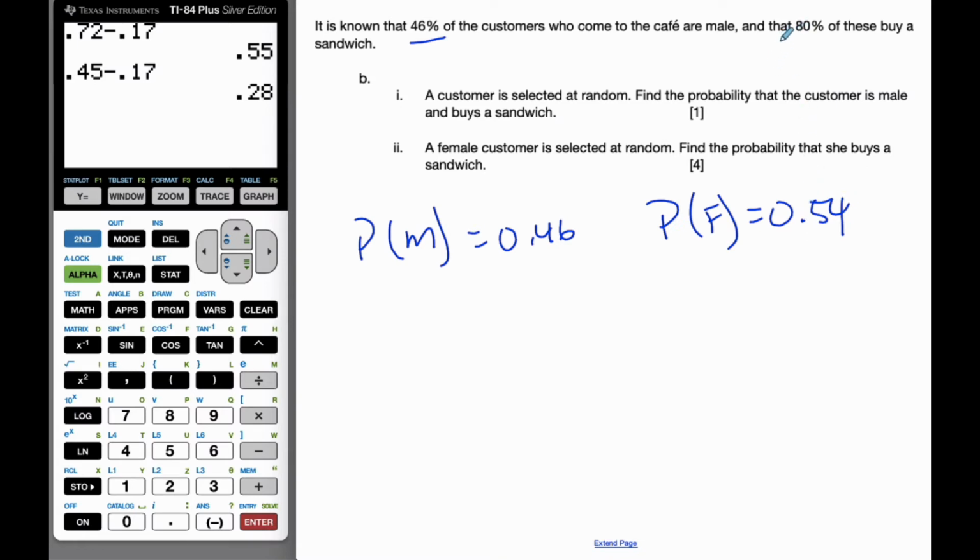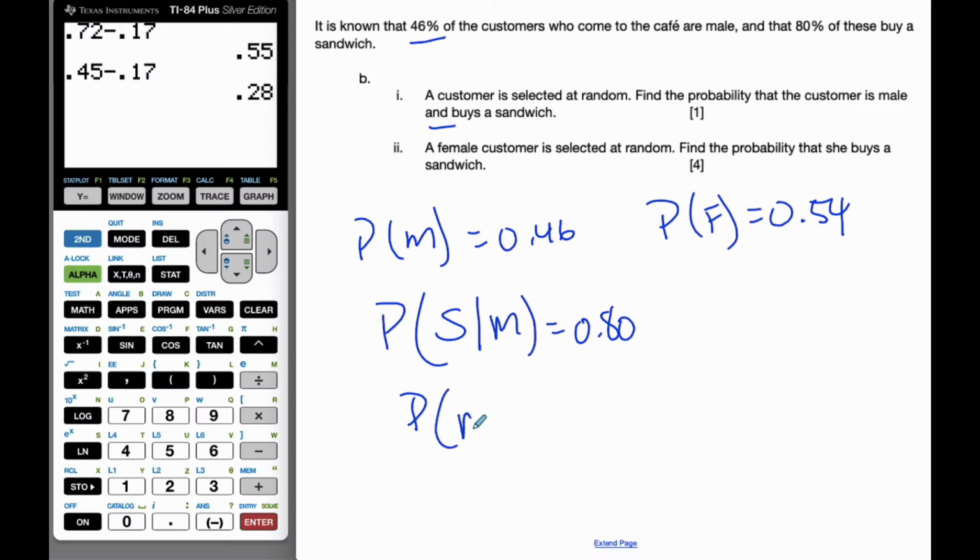And then we're told that 80% of these, well, that's talking about the males, 80% of the males buy a sandwich. So the probability of a sandwich, given that they were male, is going to be 0.80. And we want, if a customer is selected at random, the probability that the customer is male and buys a sandwich. So we're asked to find the probability of male and sandwich.